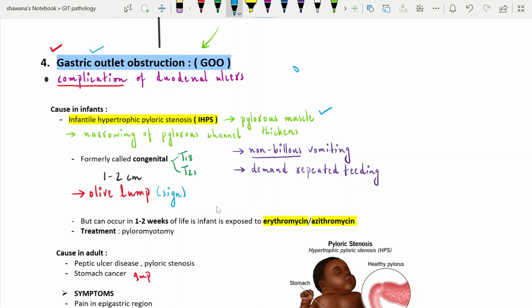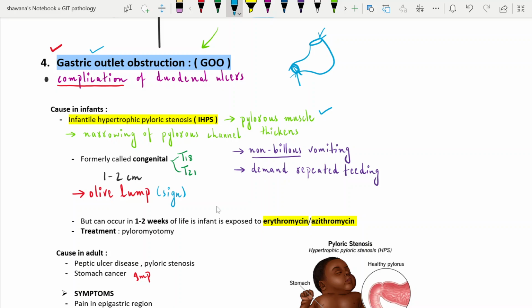What sort of sphincter is present in the outlet part of the gastrum? It is the pylorus sphincter, right? And in the entrance of the stomach, there is the cardiac sphincter. But we are talking about gastric outlet obstruction, so something is wrong with the pylorus muscle or the pylorus sphincter.